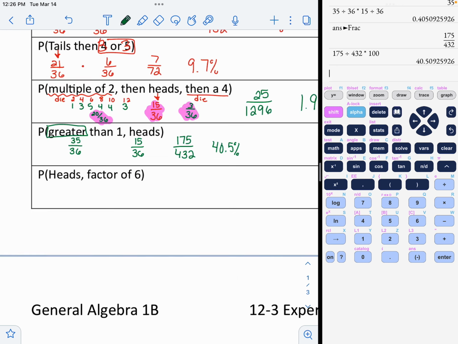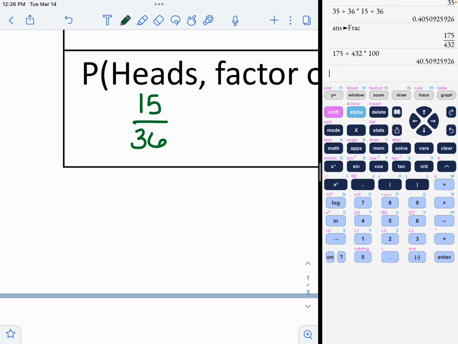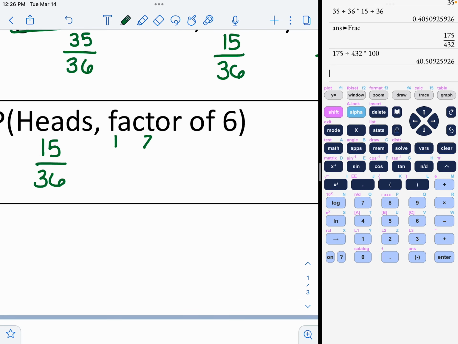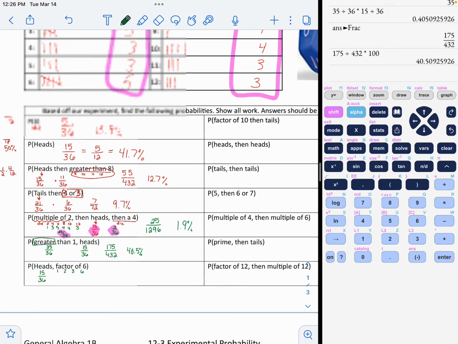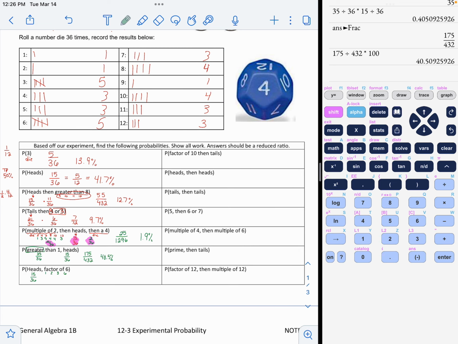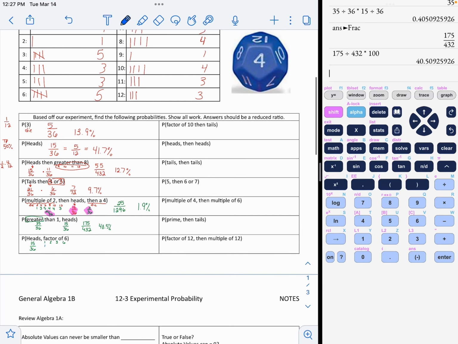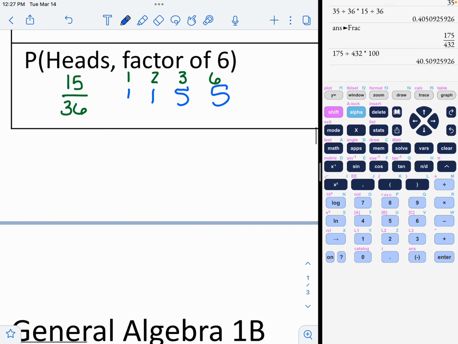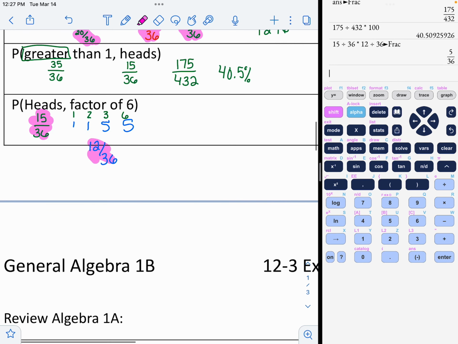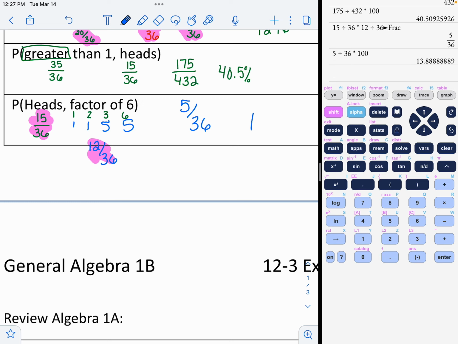All right, a heads or a factor of 6. So the heads was 15 out of 36. The factors of 6 are 1, 2, 3, and 6. So let's see, how many times did I get a 1? 1 time. How many times did I get a 2? 1 time. How many times did I get a 3? 5 times. How many times did I get a 6? 5 times. That's 1 plus 1 is 2, plus 10 is 12 out of 36. So I'm going to multiply my fractions together. 15 out of 36 times 12 out of 36 ends up being 5 out of 36. 5 out of 36 times 100 is 13.9%.